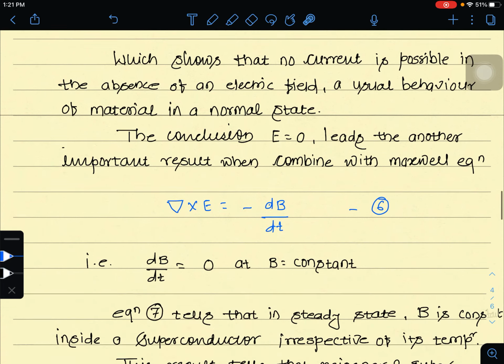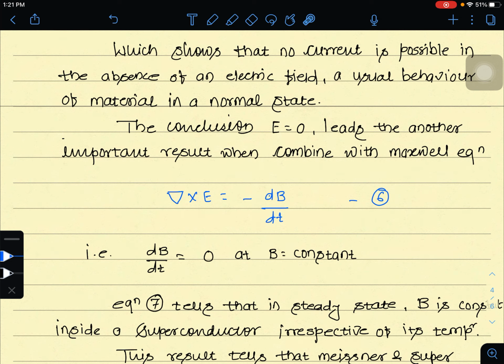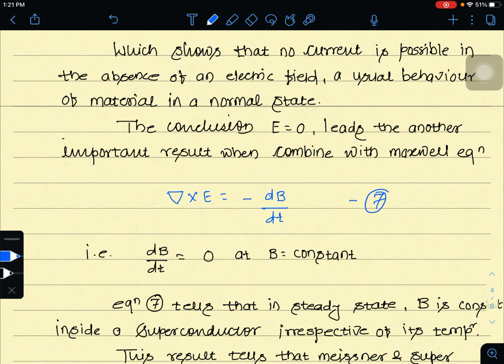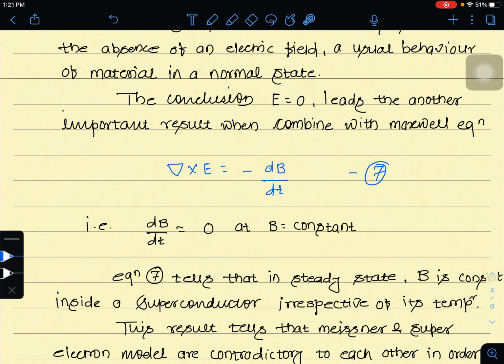Okay, now we are moving to the conclusion. The conclusion is that E is equal to 0, and this leads to another important result.